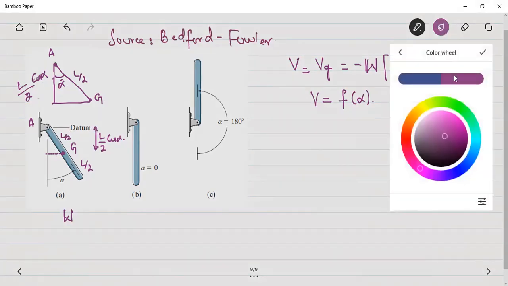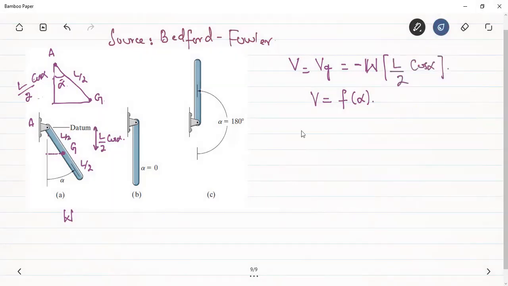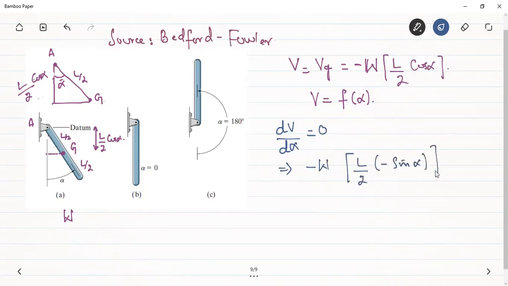Now if we apply the criterion of equilibrium to this rod, the first derivative of the potential energy function with respect to alpha is equal to 0. After differentiating this, we get W L by 2, and the differential of this will be minus sine alpha. This will be 0. And we can say that W L by 2, minus and minus will be plus, and this will be equal to 0.